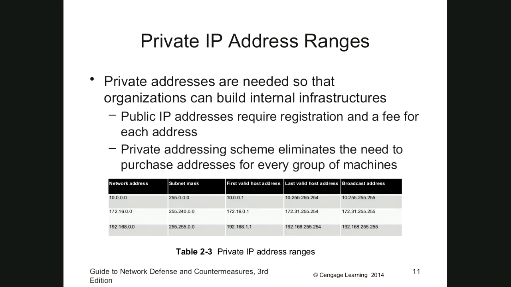So private addresses are like your internal organizations. Like here at Savannah Tech, inside the Savannah Tech network, that is all private IP addresses. Public IP addresses require registration and a fee for each address, but private addressing schemes eliminate the need to purchase that for every group of machines. So public is out there floating around. As you can see down there in the chart, you've got private IP address ranges. Sometimes if you pull up your own computer or you look on your home internet, you'll see these network addresses with the associated subnet masks that open up the ability for you to even expand inside of your own home network.